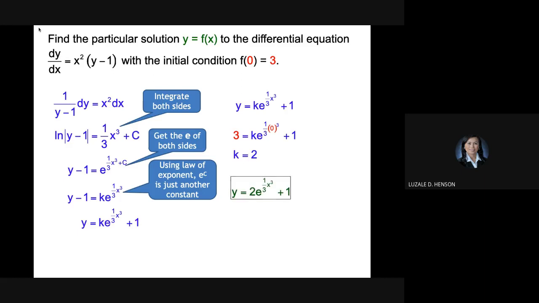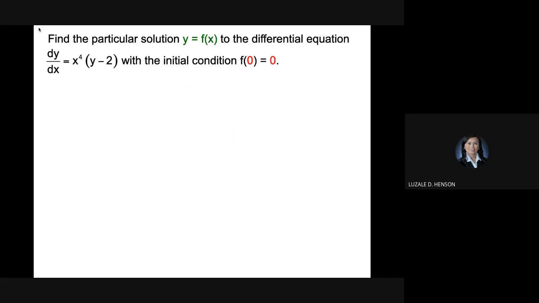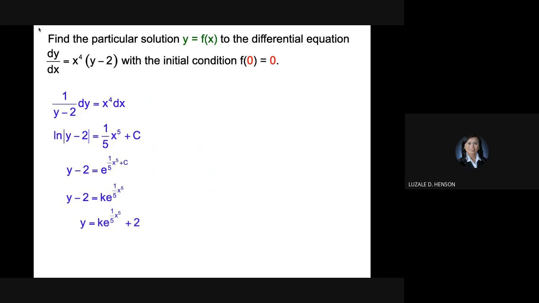And so you rewrite your expression as your final answer: y is equal to 2 e to the 1/3 x cubed plus 1. Okay, class? So that's for the first example. It is long because we answered all those items that we separated. The second is the same as the first, except it is y minus 2 and x to the 4th, so the process is the same, just so you can have a good grasp of how it is done. I did not put any call-outs here because they are the same as the first one. So k is negative 2, and y is negative 2 e to the 1/5 of x to the 5th plus 2. It is the same procedure as the first one.